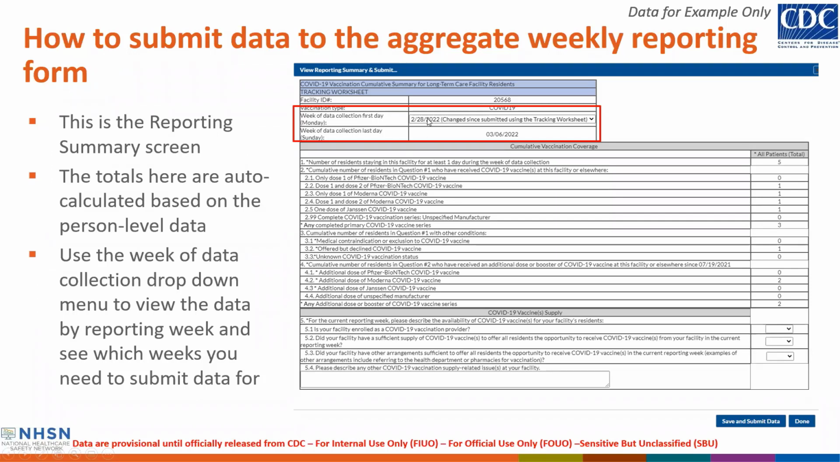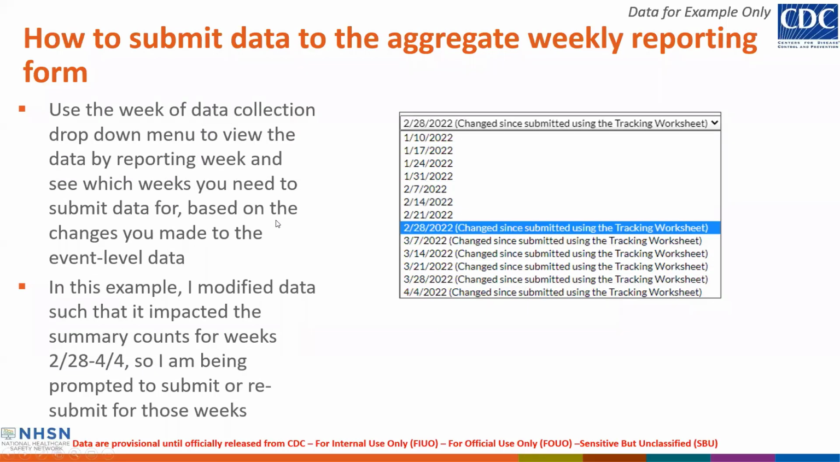So let's say I clicked week 2/28, again with the caveat that this is just example data. You won't be able to submit until week beginning 3/28. So for 2/28, here are the totals that correspond to the questions on the cumulative summary form. And these totals here are auto-calculated based on the person level data that you entered. So you selected the reporting week that you want to submit for. And I just wanted to also point out that the reporting week drop-down menu is designed in a way to try to help you realize which weeks have been updated based on the data that you updated in the person level information.